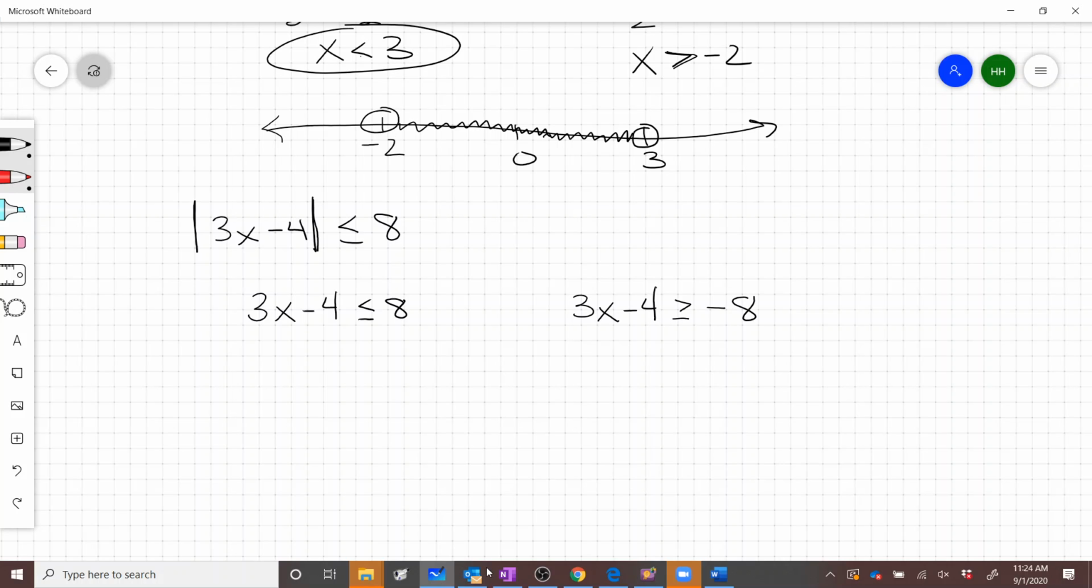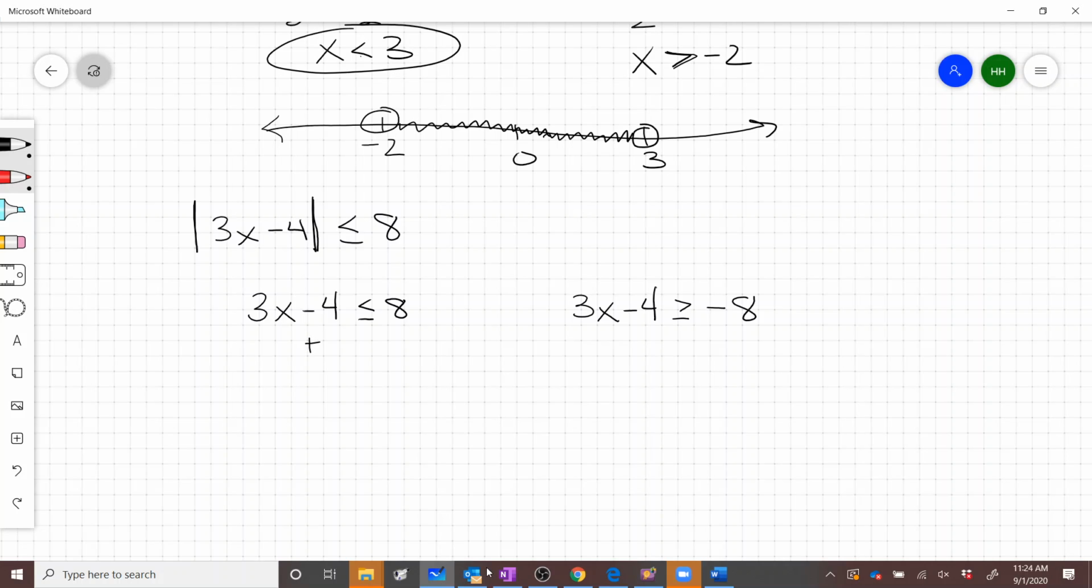Yes? What if the 8 were like a negative 4 here? Well, you would have to do a little ciphering. It would be no solution if this were a negative 8, because no matter what's in here, it's going to be positive, and a positive can never be less than a negative. But now you got to be careful, because if this thing's pointing the other direction, you're going to have to work the problem out and check your solutions.